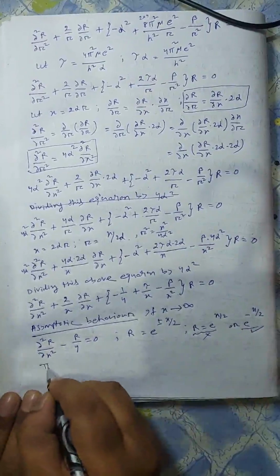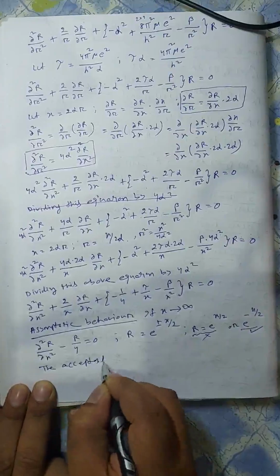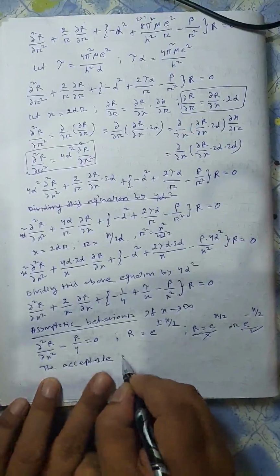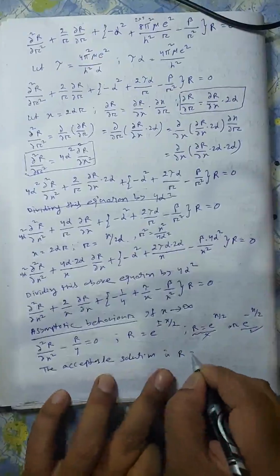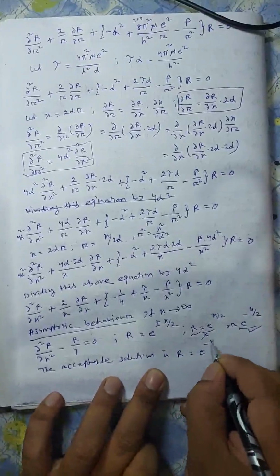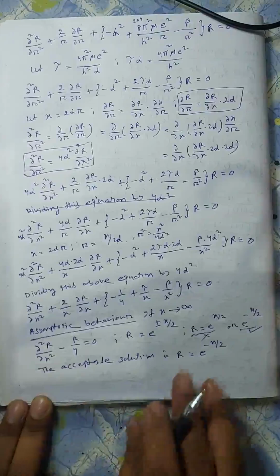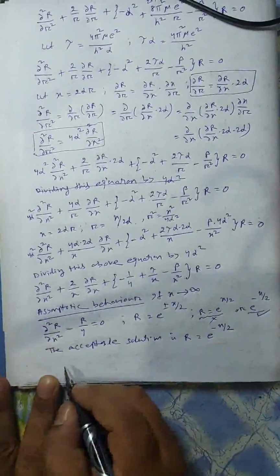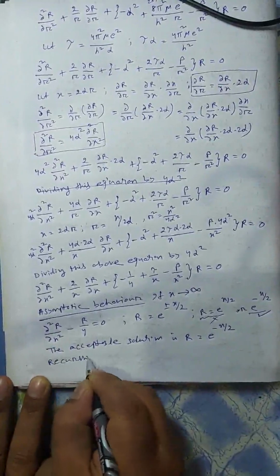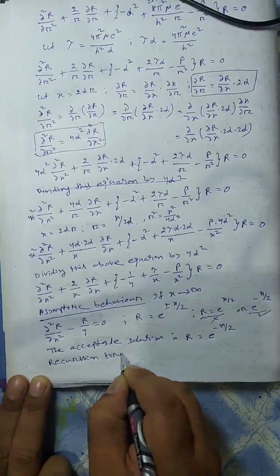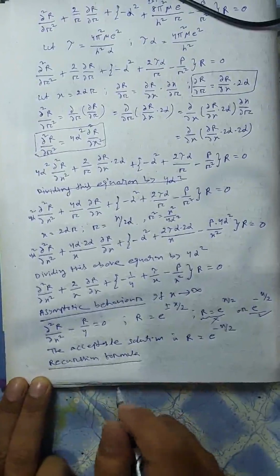So the acceptable solution is R is equal to e to the power minus x by 2. Then whatever we do, we have to justify that this one is correct. Then what do we do? Now the recursion formula, just like whatever we did earlier, we have to do in a similar way. The recursion formula we have to apply.